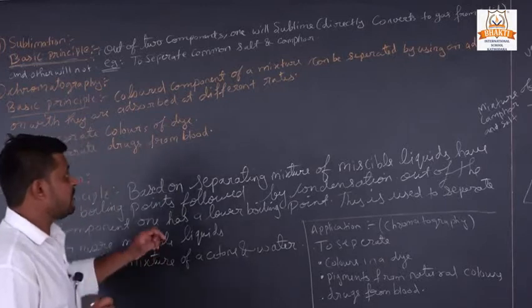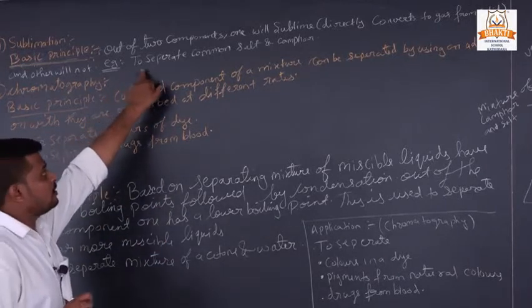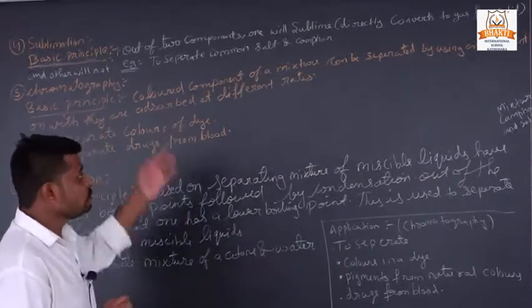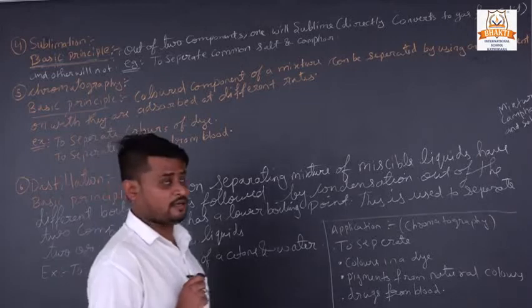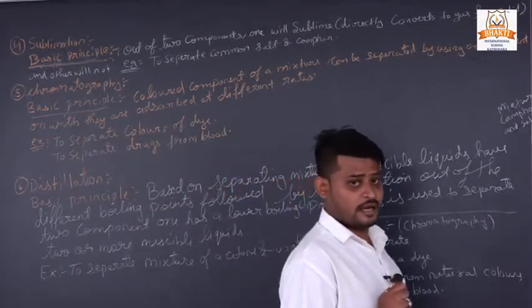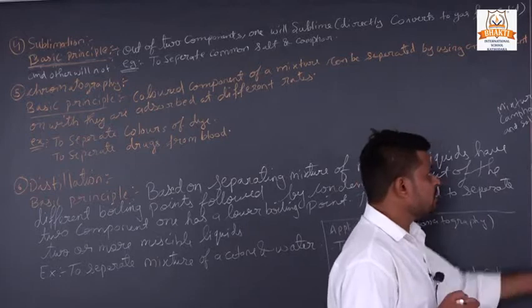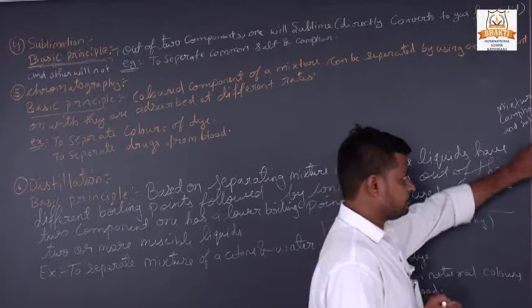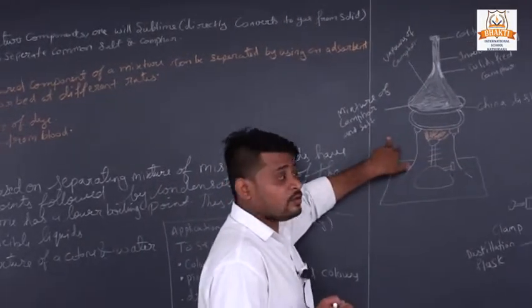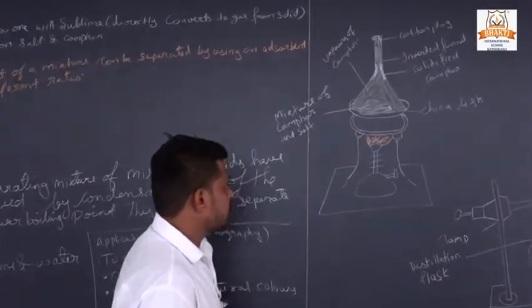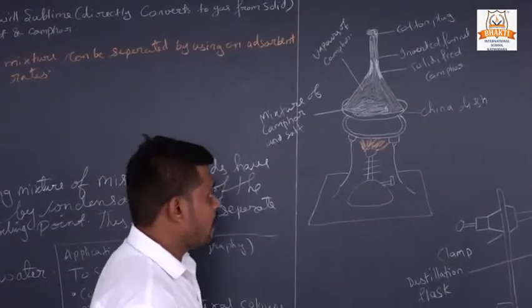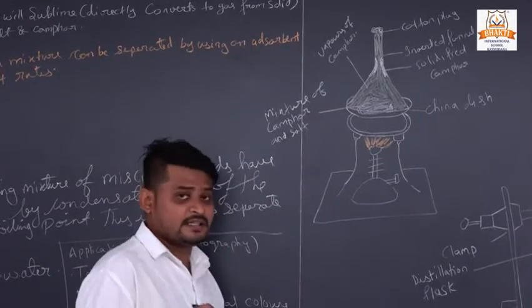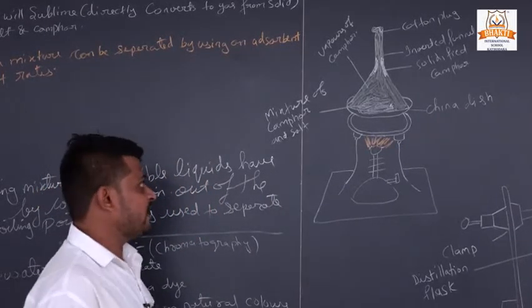Let us take an example so that this method is clear: separating common salt and camphor. We will do one activity so that it is clearly understood what the method is and how it is applicable. In this activity of sublimation we have taken a funnel, a burner, and a china dish. These are the materials required.